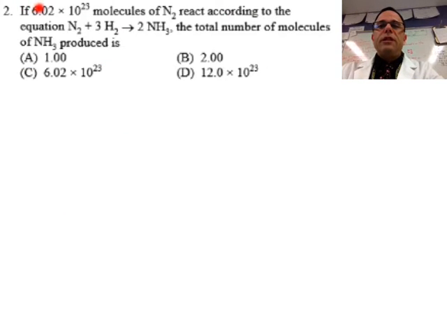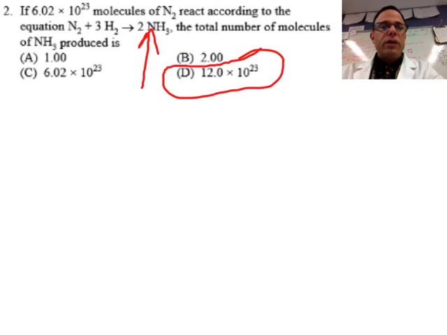Number 2, if 6.02 times 10 to the 23rd molecules of N2 react according to the equation 1 mole of N2 combining with 3 moles of H2 yields 2 moles of ammonia, the total number of molecules of ammonia produced is, well, it's not 6.02, it is 6.02 double, because we have 2 moles of it. So which one of these values is double that of 6.02 times 10 to the 23rd? That is choice D.